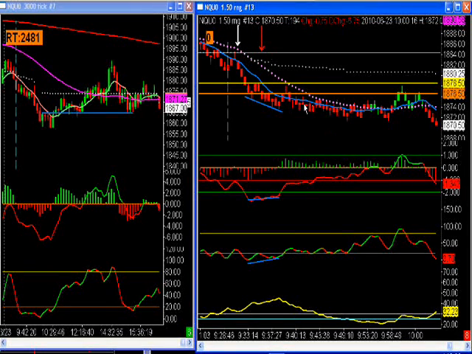And so here, there wouldn't really be anything to take. You have green and you have red here. Basically, conflict of information. Here, you have everything above the zero line. The line is above zero, the histogram above zero, but we're not above the moving average over here, so I'm not interested in that long.